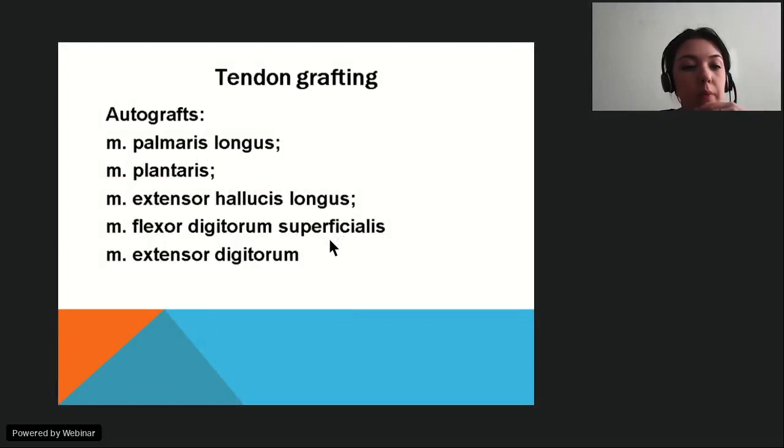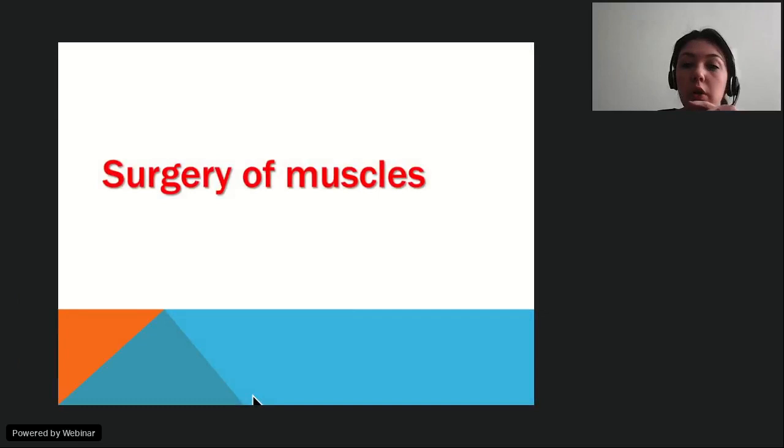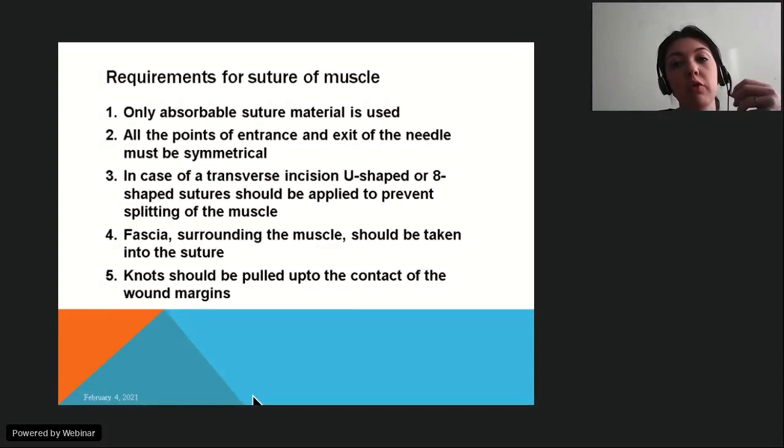And one more very short thing, a few words about surgery of muscles. So what are the requirements for the suture of muscle? Suture of tendon and suture of nerve, we usually perform just in case of trauma or any deformity. Then suture of muscle we perform at any surgery, because we first dissect for the surgical approach, and then we should reconnect them. So what are the requirements for suture of the muscle?